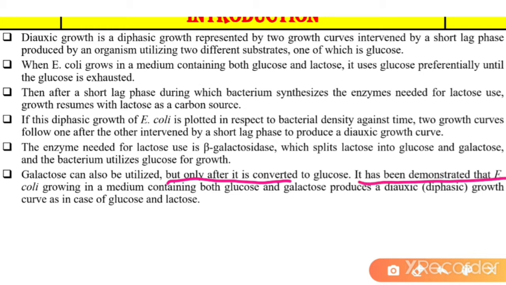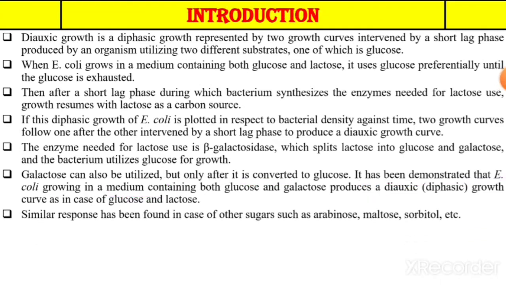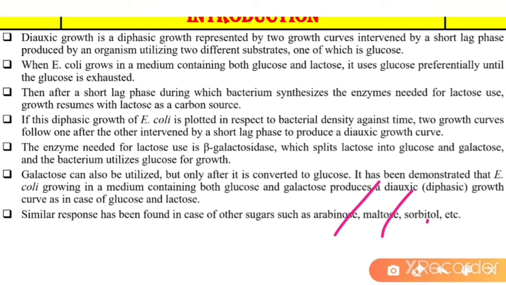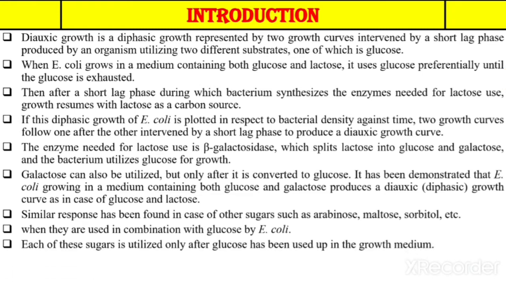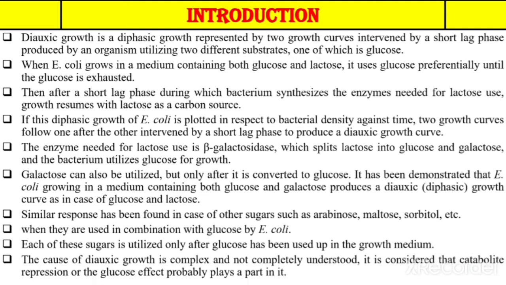It has been demonstrated that Escherichia coli growing in a medium containing both glucose and galactose produces a diauxic growth curve, as in the case of glucose and lactose. A similar response has been found in the case of other sugars such as arabinose, maltose and sorbitol, when they are used in combination with glucose by E. coli. Each of these sugars is utilized only after glucose has been used up in the growth medium. The cause of the diauxic growth curve is very complex and not completely understood. It is considered that catabolite repression, or the glucose effect, probably plays a part in it.